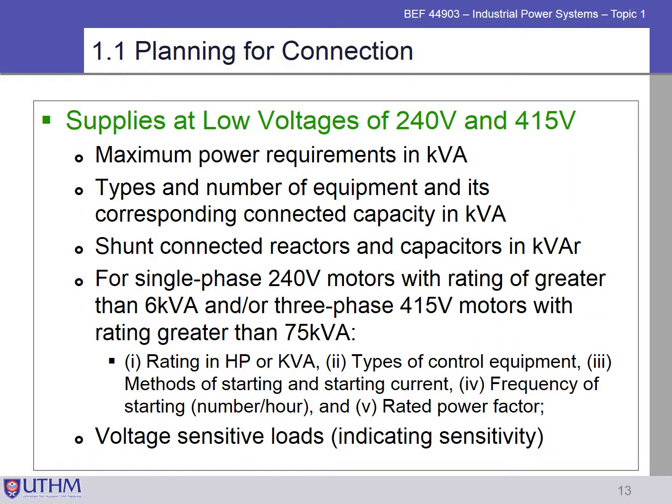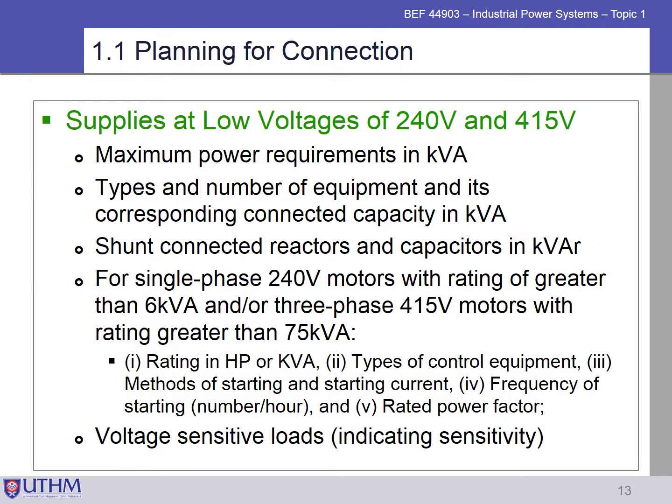Next is planning for connection. The first is supply at low voltage of 240 and 415, for single phase and 3 phase systems. First, we have to know the maximum power requirement, in kVA, then the types and number of equipment and their corresponding connected capacity, also in kVA. And then shunt connected reactors and capacitors. Because of the reactors and capacitors, the load is in kVAR.